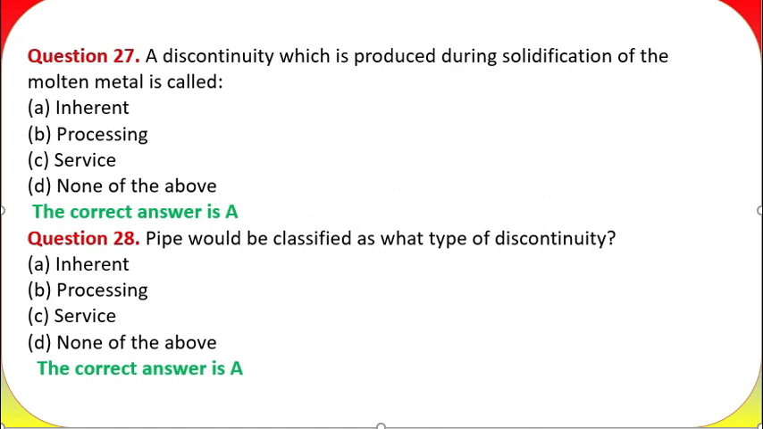Question 28. Pipe would be classified as what type of discontinuity? A. Inherent. B. Processing. C. Service. D. None of the above. The correct answer is A.